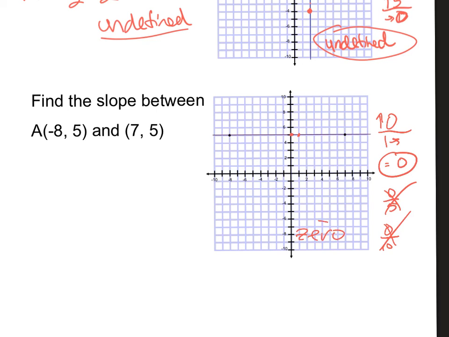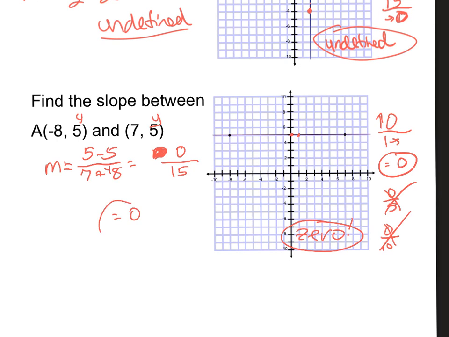This is a flat line. It has 0 slope. And if I practice that with the slope formula, one final chance, it's 5 minus 5, because these are both my y's, over 7 minus negative 8. So, 0 over 15. And again, 0 divided by anything is 0. So that's an example of 4 different kinds of slope that you might get using either the formula or graphing.